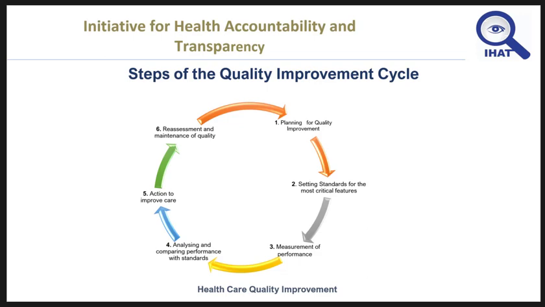The second step here is setting standards for the most critical features. Here you'll be setting standards and identifying or assessing the modality of measuring each selected quality feature. Once the standards are defined, this improvement is translated into standards that define the level of performance to be achieved according to this measure.